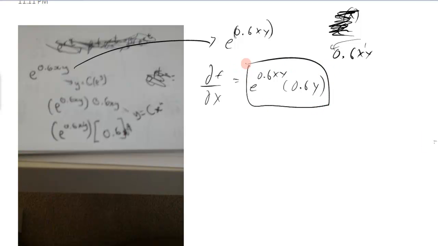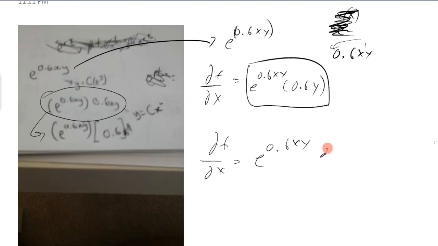You were super close right here, and then it looks like you took the derivative. So the notation that you could have used is at this step, and right in here. What we could have said is, all right, the derivative of f with respect to x, first take the derivative of e, which is always itself. Then I need to take the derivative of the inside, 0.6xy.